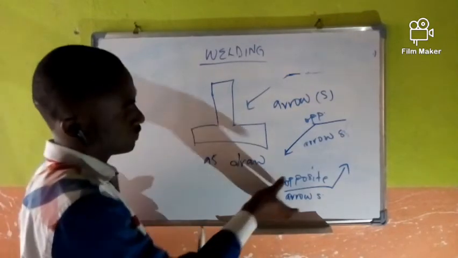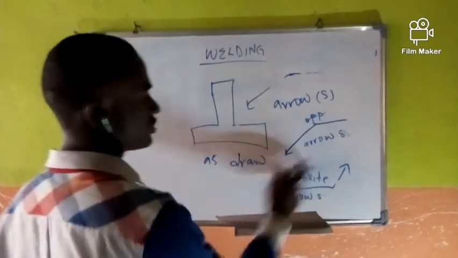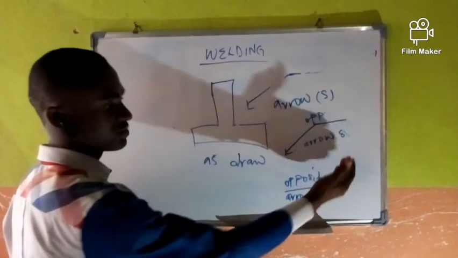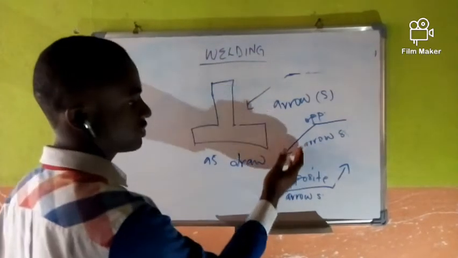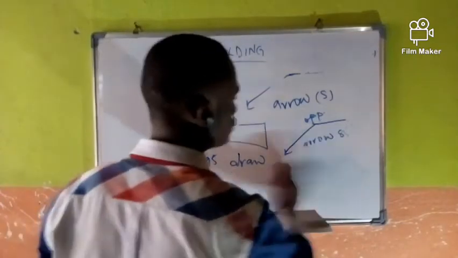Now let's see if you want to turn this to be this way. Just apply the same principle. Know that this is the arrow side when it is represented this way, and when it is represented this way, know that this side is the arrow side. So that is what I really want you to know.